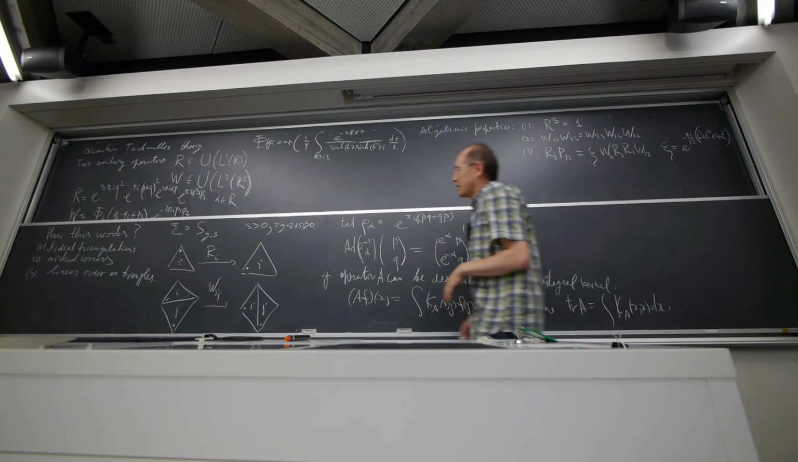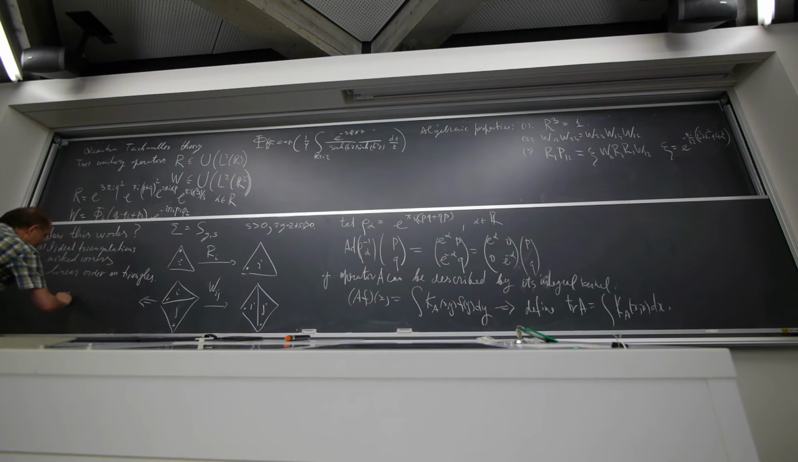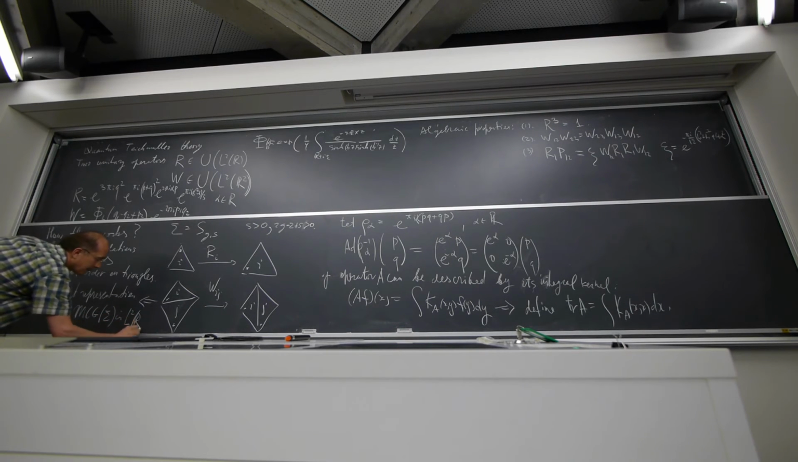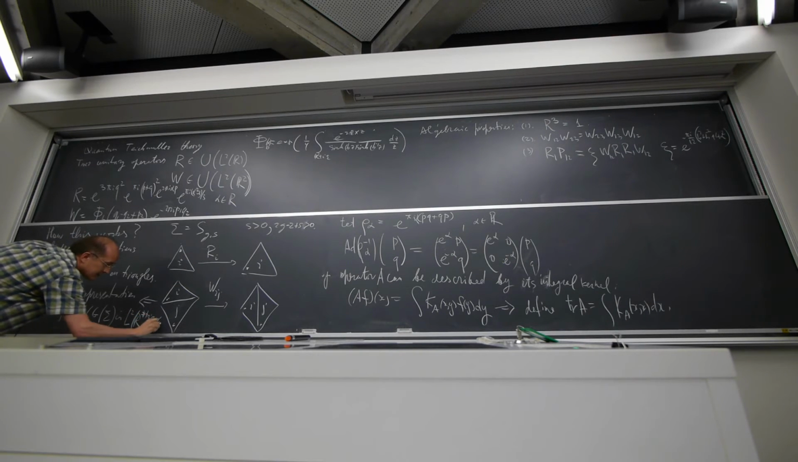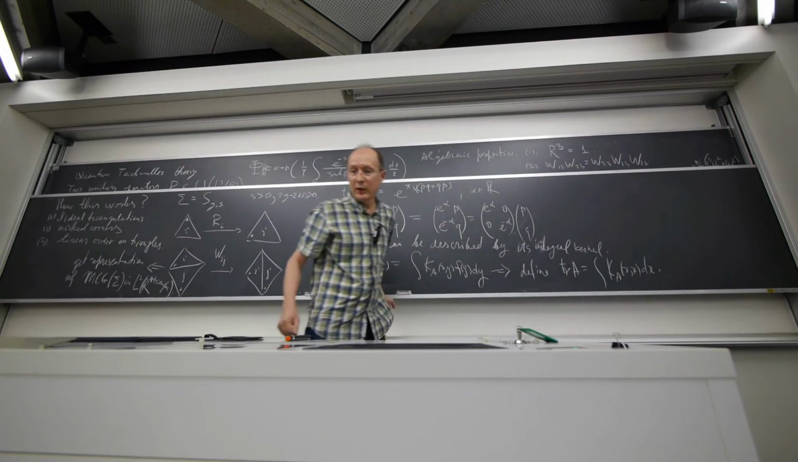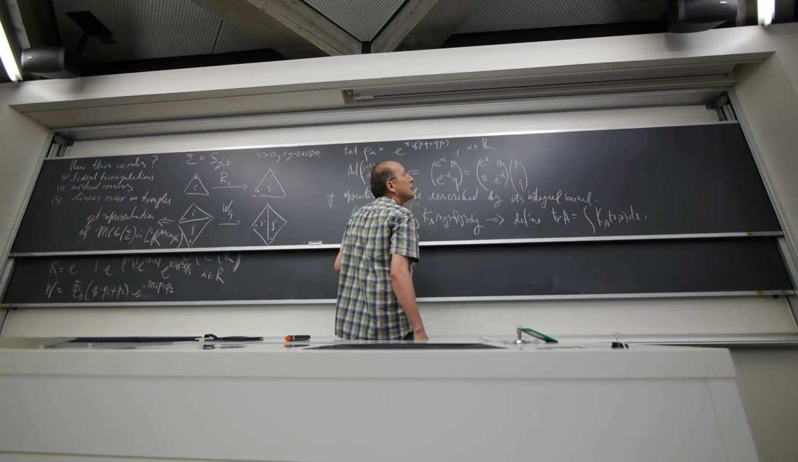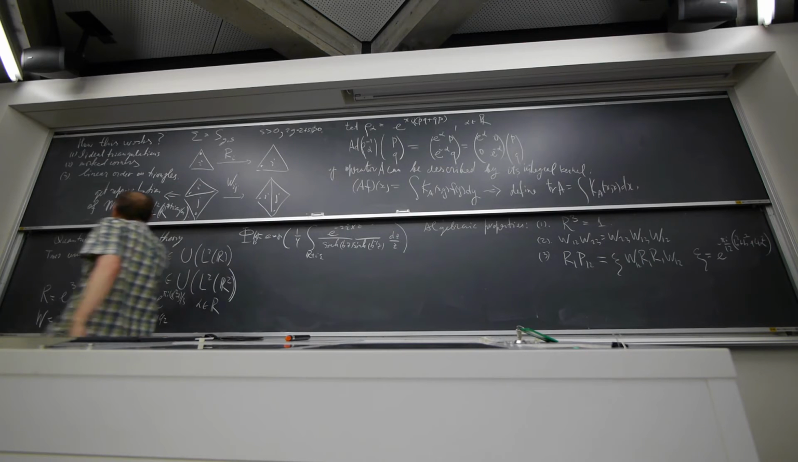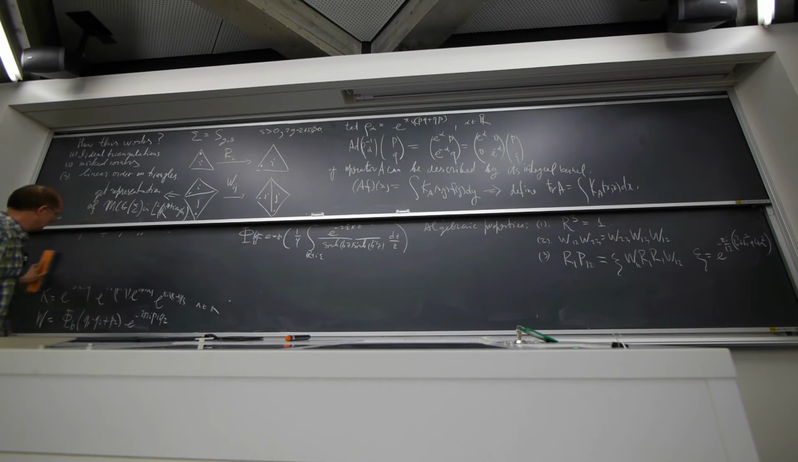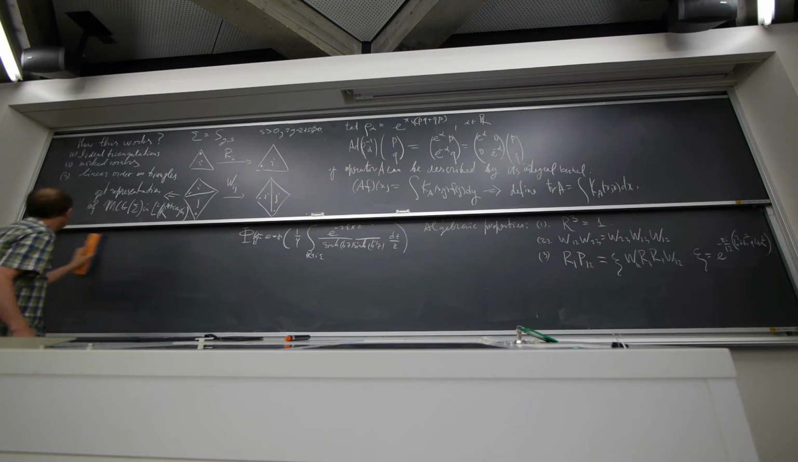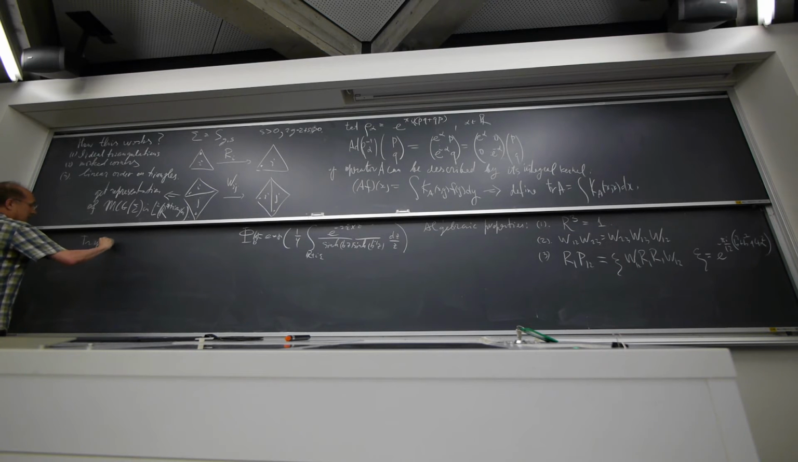And you get a representation of the mapping class group of sigma in L2 of the number of triangles. So that's the quantum Teichmüller theory, and then we can try to see if we can calculate something.